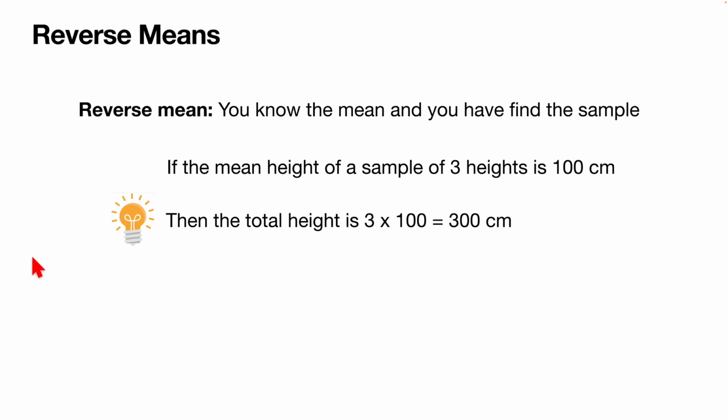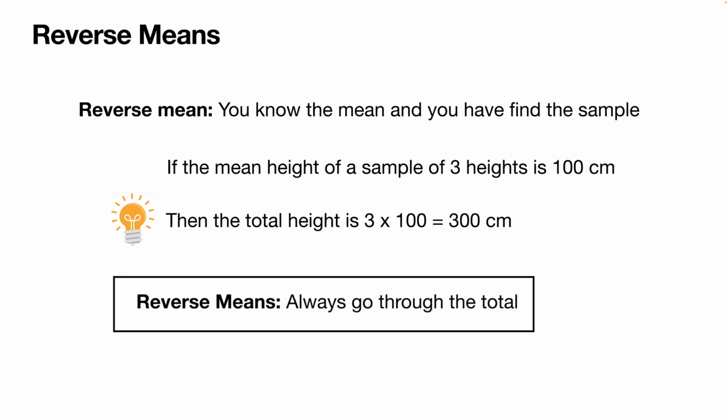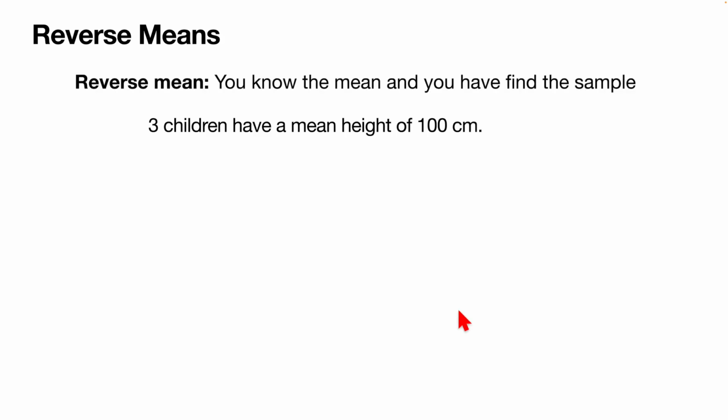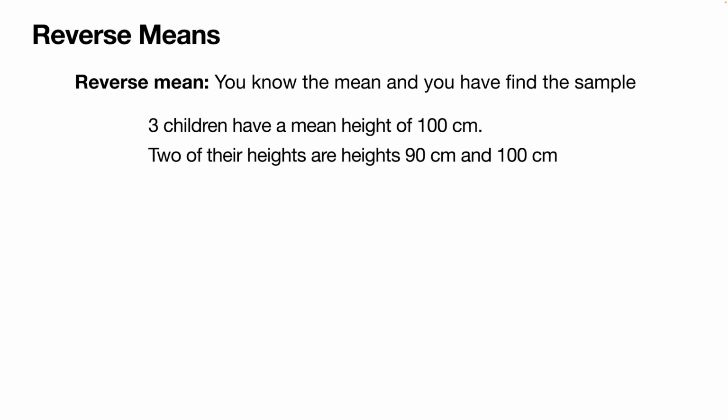centimetres. This is the key to solving all reverse mean questions. Reverse means always go through the total. What does that mean in practice? Well, 3 children have a mean height of 100 centimetres. Who'd have thought it? 2 of their heights are 90 centimetres and 100 centimetres. What is the height of the third child?